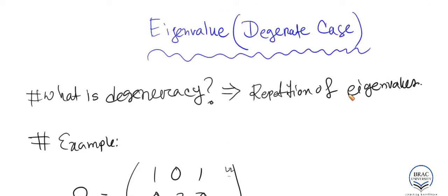So welcome everyone, and today we are going to talk more about eigenvalues, and specifically the degenerate case. So the first question that comes to our mind is, what is degeneracy? Degeneracy is defined by repetition of eigenvalues. This means if you have a 3 by 3 matrix, it might happen that one of the eigenvalues is 1, and the other two are equal to 3. That is, the second eigenvalue and the third eigenvalue are both 3.